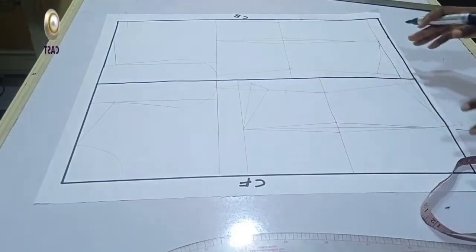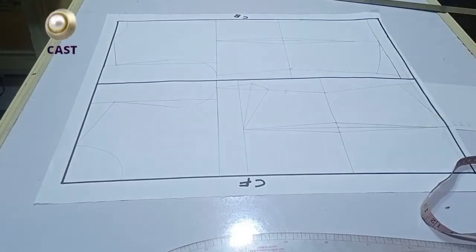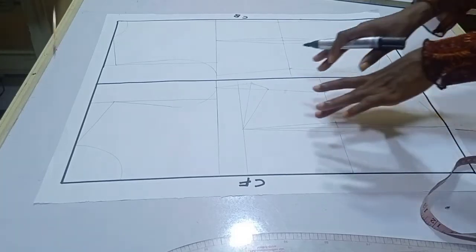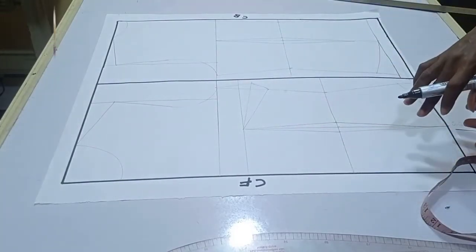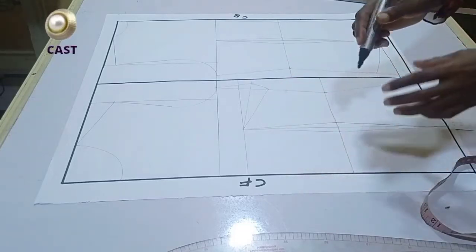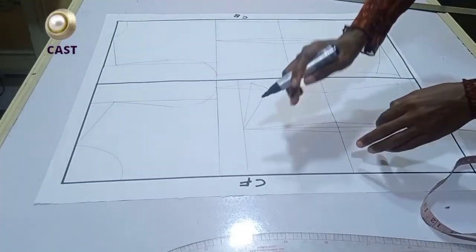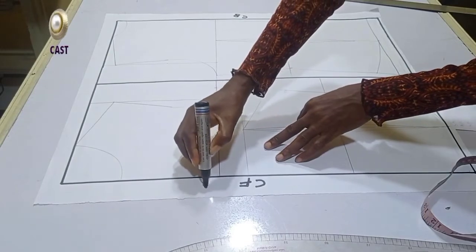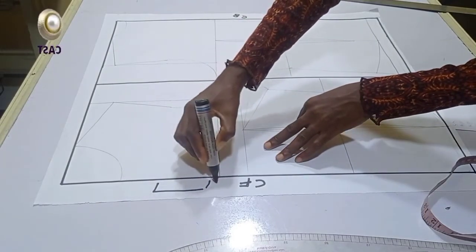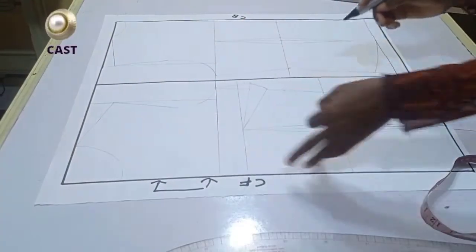If you are working with your circumferences, all the circumferences, you'll be dividing them into 4. But for the length, you are not going to divide, you are not going to subtract. You just input the exact figure you are working with. By the time you want to transfer this onto your fabric, the CF is going to be on fold. So anytime you see a sign like this, it means it will be on fold.